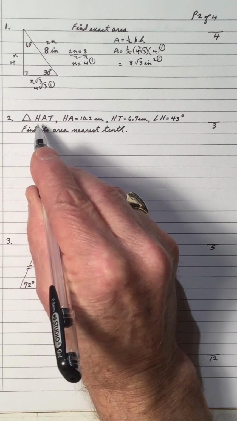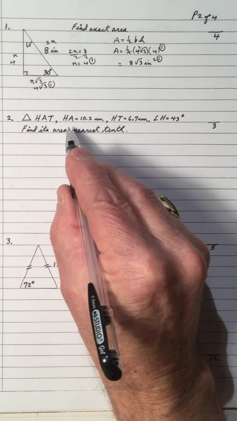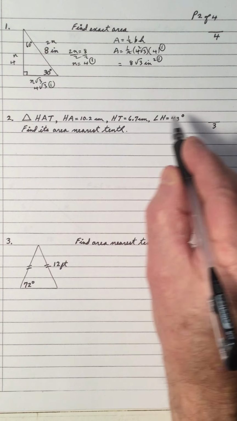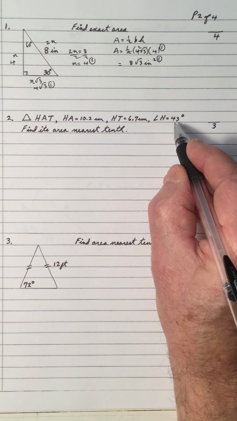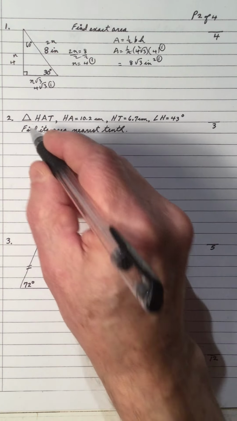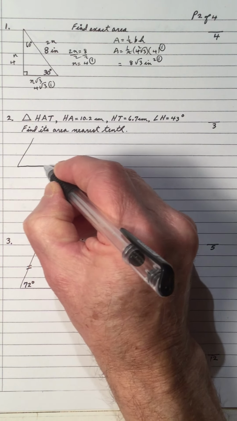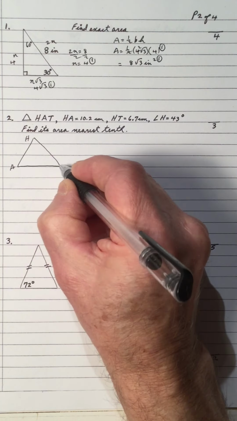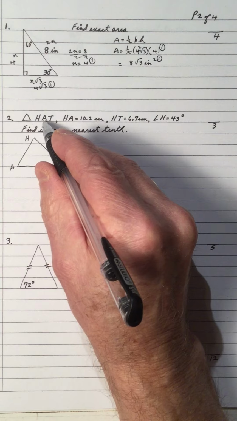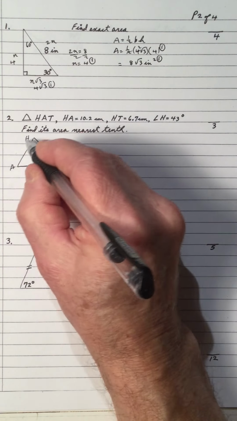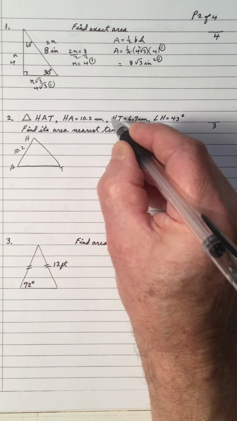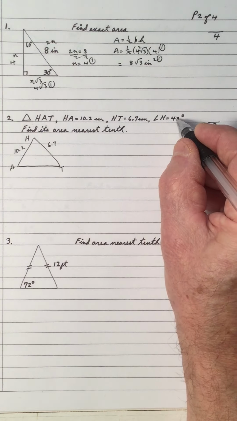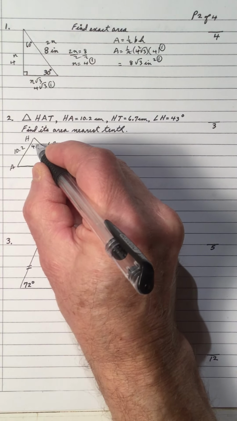Number 2, triangle HAT. HA is 10.2, HT is 6.7, and angle H is 43. Find its area to the nearest tenth. Well, it's always good to draw a triangle, and H, A, T are the vertices, and it says HA is 10.2, HT is 6.7, and angle H is 43.